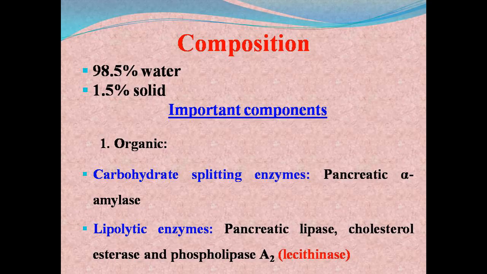Now, come to the composition of pancreatic juice. 98.5% water and 1.5% are solid component. This 1.5% solid component again divided into organic components and inorganic components. Among the organic components, we have carbohydrate splitting enzyme, that is pancreatic alpha amylase, lipolytic enzyme, that is pancreatic lipase, cholesterol esterase and phospholipase A2, and more common name, that is lecithinase.